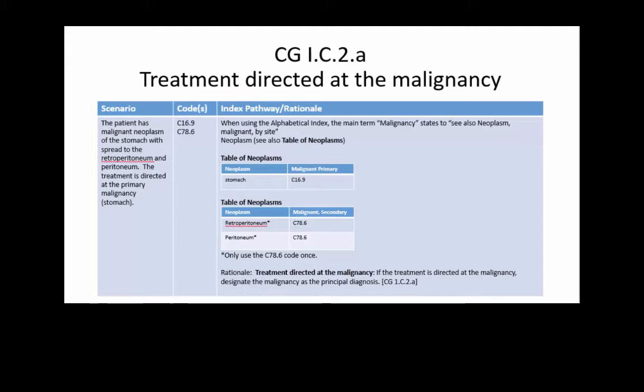The first guideline has to do with treatment directed at the malignancy. As you move through some of these guidelines, you're going to see there's treatment directed at primary malignancies, there's treatment directed at secondary malignancies, which are malignancies which have metastasized from the primary site, and there's treatment directed at complications of the malignancy, like anemia or dehydration, or complications of surgery. So where the treatment is directed is how you know which guideline you're going to apply. In this case, the treatment is directed at the primary malignancy. That is right here in the diagnostic statement.